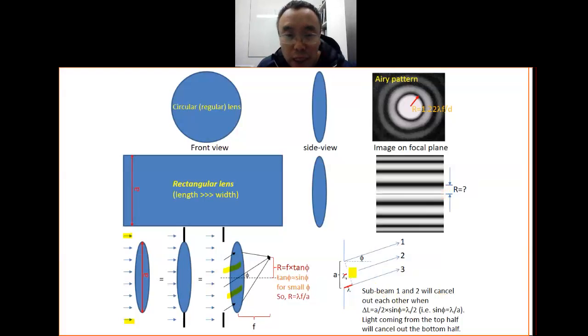Now let's look at here. Here we have the opening and this phi angle. Here I draw three sub-beams: 1, 2, and 3. We know that if this one equals lambda, then the one in the middle will be lambda over 2. So when sub-beam 1 and sub-beam 2 have an optical path difference given by delta L, this is called the optical path difference.